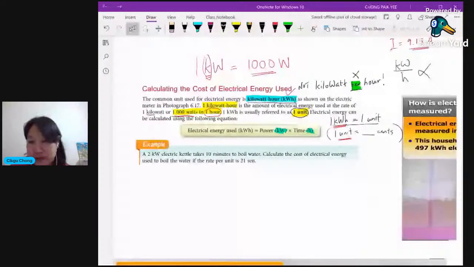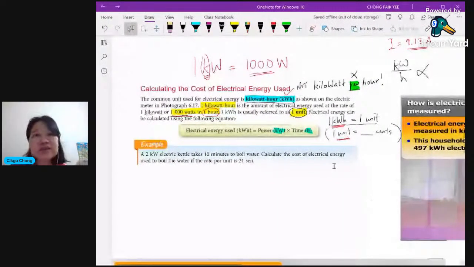Okay, that's only if it's one aircon. If you switch on more than one aircon, your bill is definitely three figures, maybe 300-400 ringgit, 500 ringgit per month. And that's only the electricity bill. What about your lights and a fan on the whole day, right? That would be even more. So, how to calculate the cost of the electrical energy used?